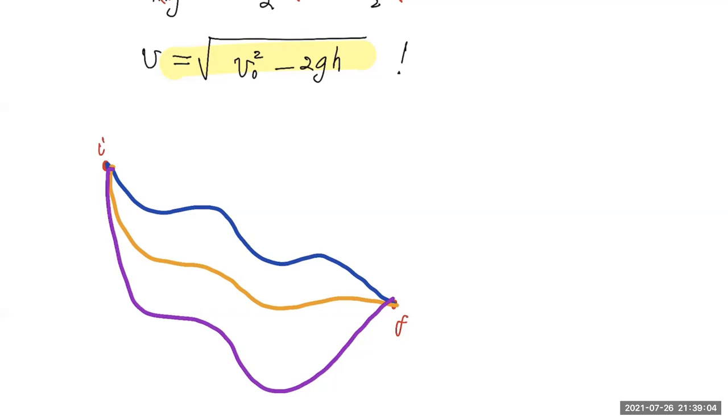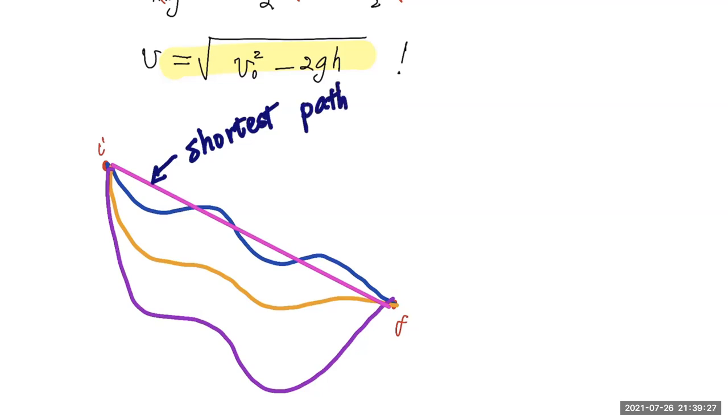Do you think the answer should be just a straight line connecting initial with final, like this? Is this the path which gives the shortest time? It is the shortest path, that's for sure, connecting the two. But is this the shortest time? That's a question mark. You might think the shortest distance leads to the shortest time, but no.